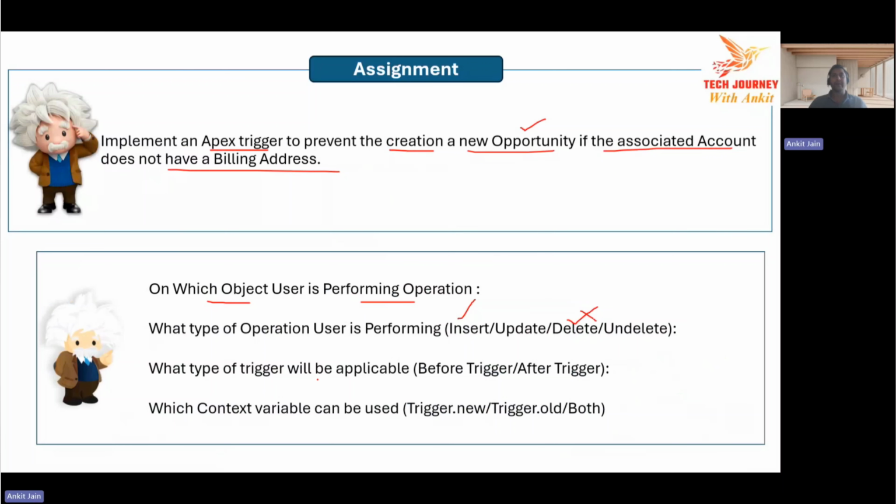What type of trigger will be applicable and why? Again, the before trigger will be applicable because we have to validate. Whenever we have to perform the validation, we'll always go for the before trigger. And which context variable will be used in this scenario? The context variable that will be used in the case of before trigger and insert will be the Trigger.new context variable. So these are the 4 things that need to be answered.